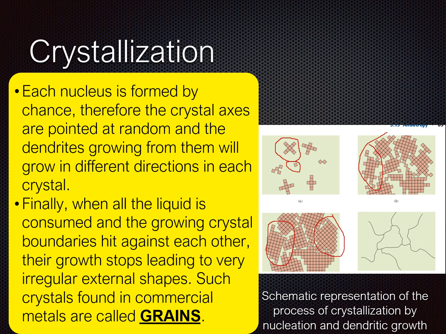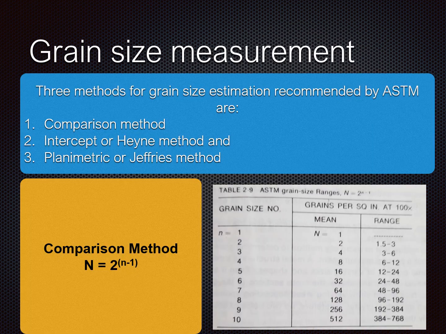And finally, figure D shows the grain structure as it would appear under the microscope. The dark lines are the grain boundaries. Measurement of grain size is important because the size of the grains decides the mechanical properties of the metal.